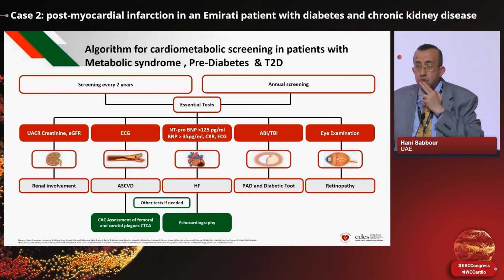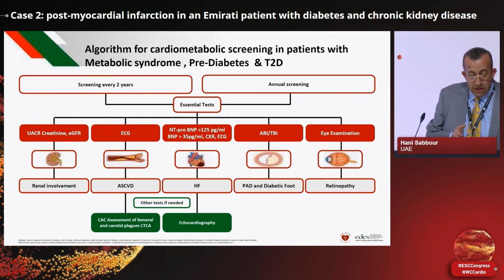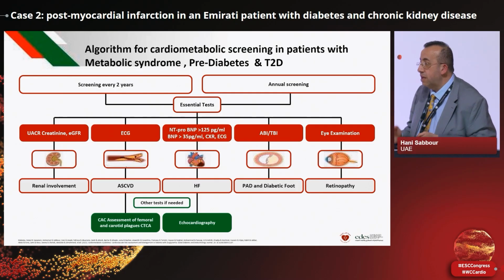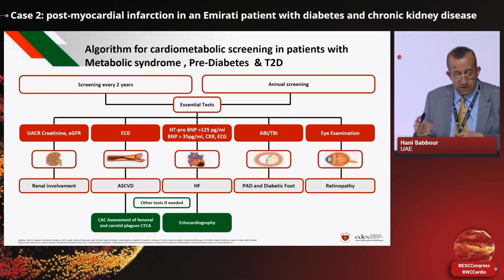And what are the tests we do? So this is sort of an expansion of the previous slide. Whether you do it every 2 years or every year, urine albumin-creatinine ratio and GFR. It's a must. In every cardiology clinic, we have to do it. In every diabetes clinic, we have to do it. And remember now, these are pre-diabetics.